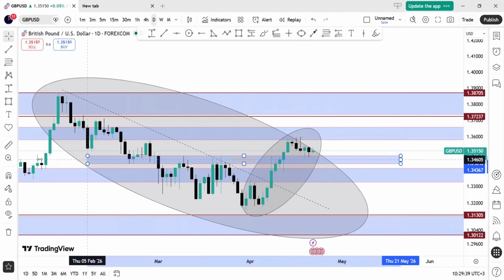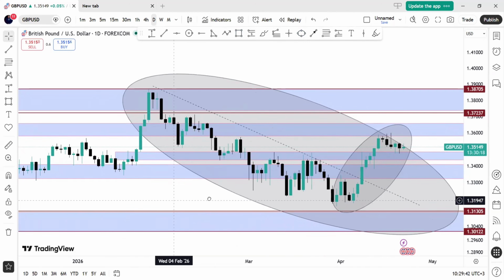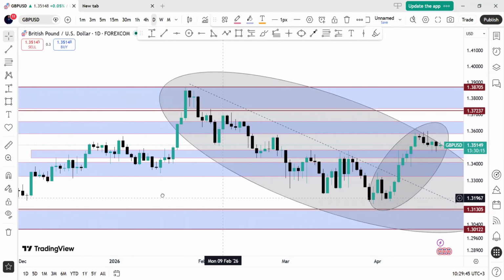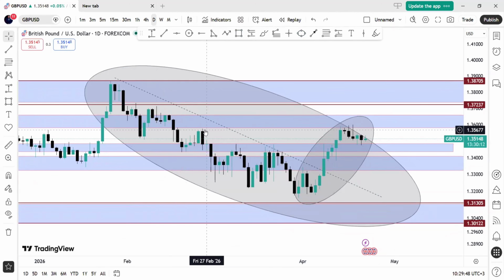It was playing out as support. You see, it was playing out as support. I think you can see clearly here, it was playing out as support, and then it was broken. Now it played out as a resistance.